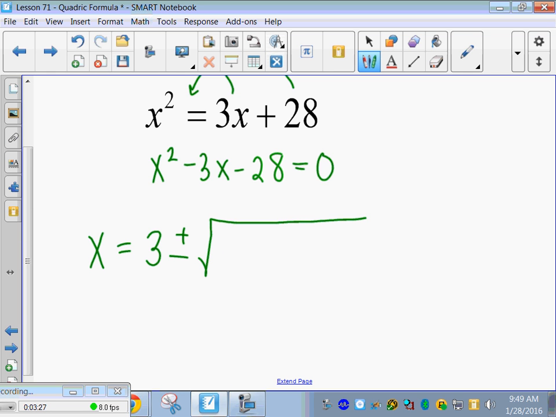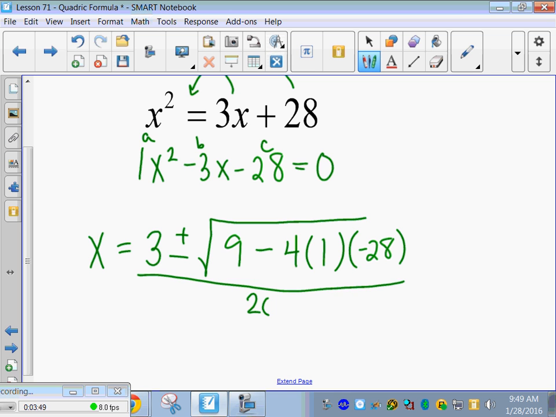B squared is negative 3 squared. So I'm going to go ahead and put 9. Minus 4 times a. So the number in front of x squared is actually a 1. So a is 1. Let's go ahead and label these. Okay, so I'm going to put in 1 times a times c, negative 28, all over 2 times a.